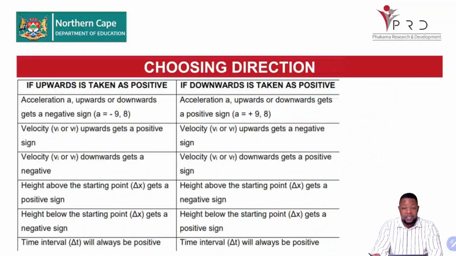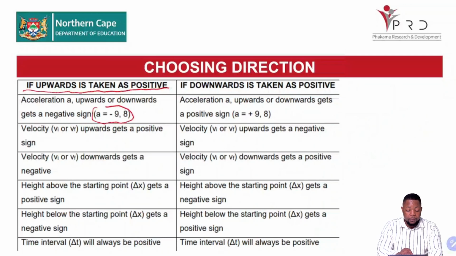Now, choosing direction, the most important part of this topic. Let's look at if upwards is taken as positive. If upwards is taken as positive, this is very important. Remember, our G is always going downwards. And then if you take upwards as positive, then our G will have a negative value. So it will be negative 9.8 meters per second squared.